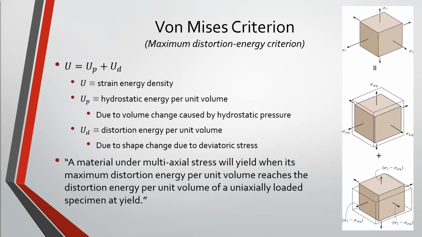So in words, what this theory says is that a material under multi-axial stress will yield when the maximum distortion energy per unit volume, so that's this UD thing, reaches the value that it reaches when a uniaxially loaded specimen yields. So I'm saying there's something called distortion energy per unit volume. You can calculate it with uniaxial loading. Whatever value that is, when you reach that value for other types of loading, you're going to yield. That's what this theory says.